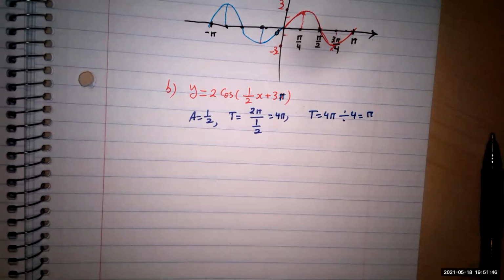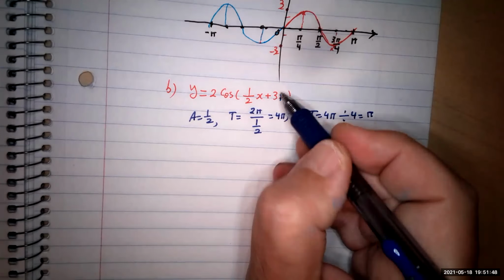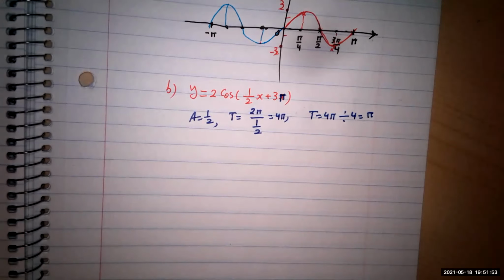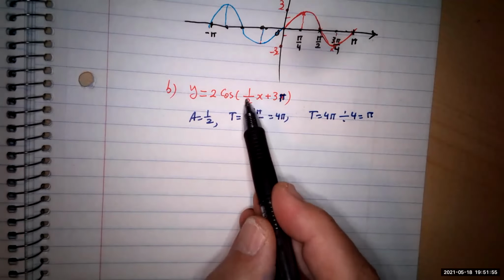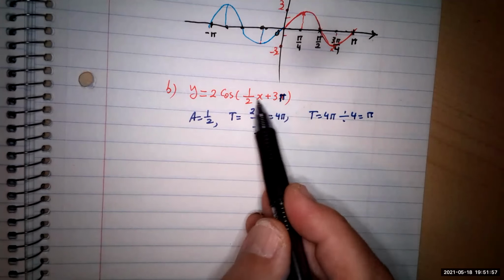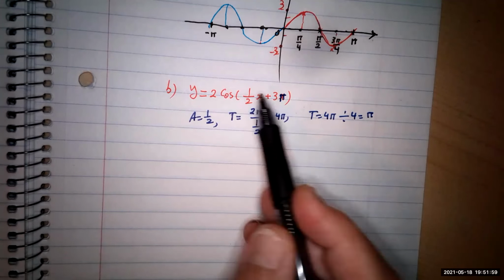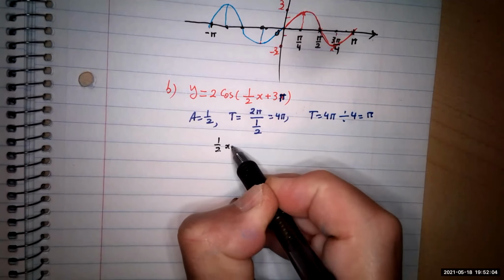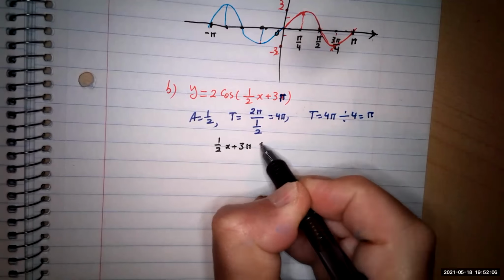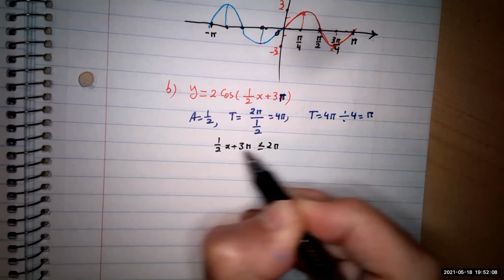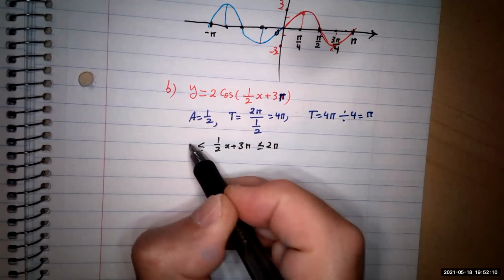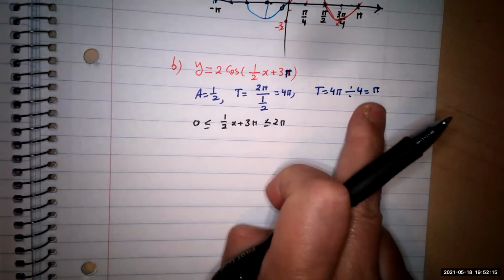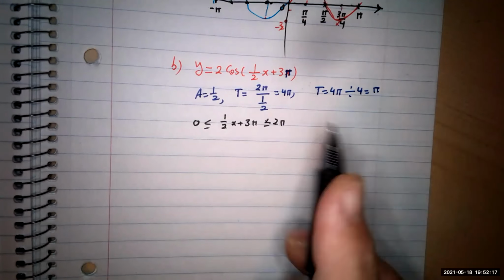Okay, it's not going to be x, so you have to modify it if you like. The way we do it, you may call this whole thing z, and that z for the cosine must be between 0 and 2 pi all the time. So we have z = 1/2 x + 3 pi, which is going to be between 0 and 2 pi. Then you solve for x to find out where we start to get that period.